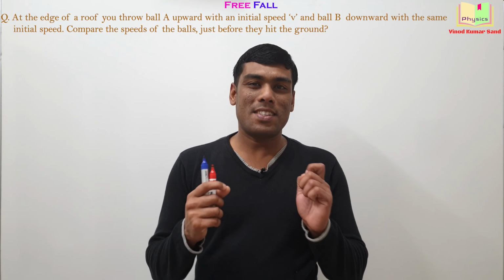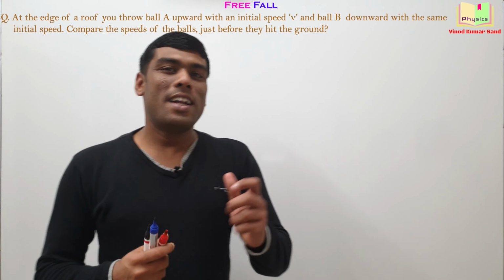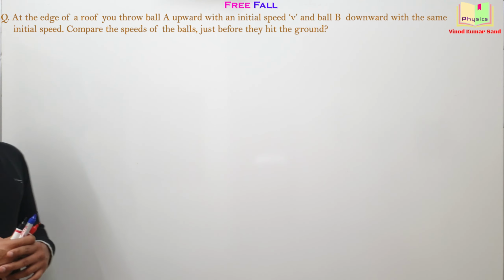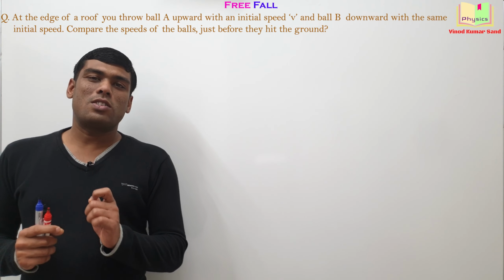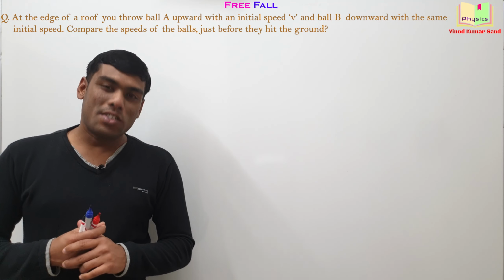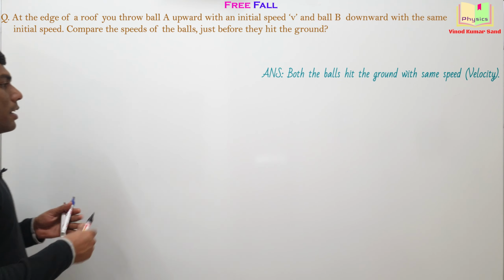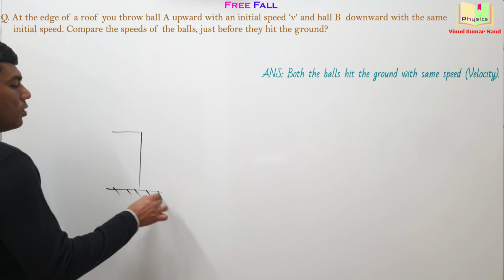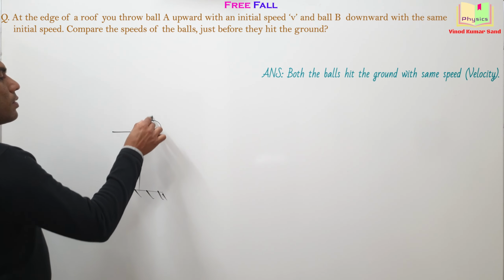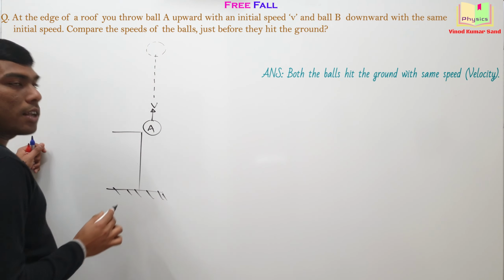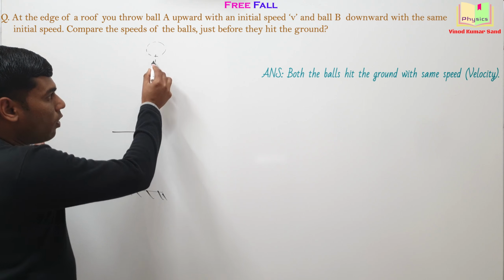Here is a simple and interesting problem. You can give it a try. Okay, the correct answer is both the objects will hit the ground with the same speed. Why? Pay attention. Suppose this ball is thrown with some velocity v. It will go up and will attain momentary rest somewhere here and then it will fall back.